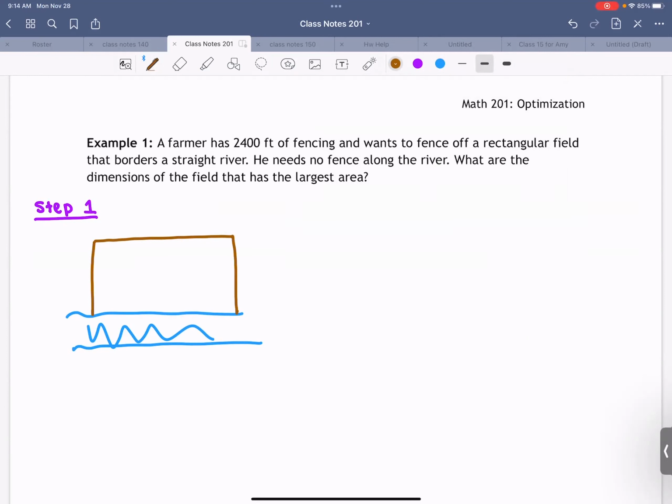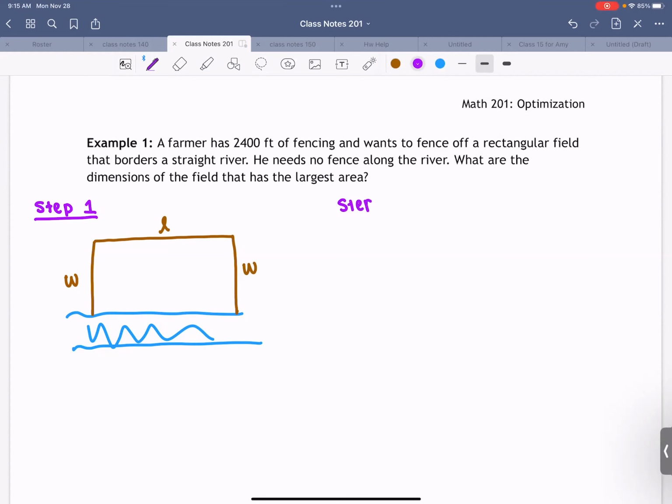I don't know. What do you think I should label the lengths of the fence? X and Y. I don't really like X and Y. That's LW. L and W. I like L and W. That's fine. I don't know why I asked. X and Y would be fine. Let's do L and W. Okay, L can be the length and W can be the width. Sorry, Jude. Okay. And we don't have any length on the bottom because there's no fence on the bottom, because that's where the river is. Okay.